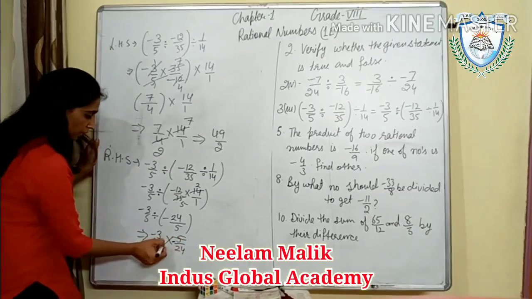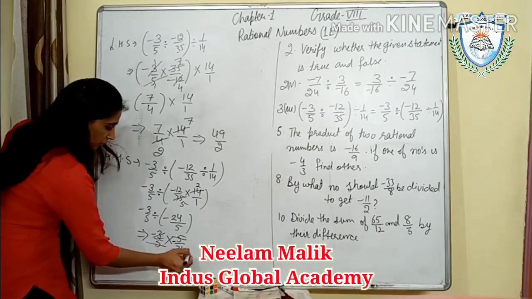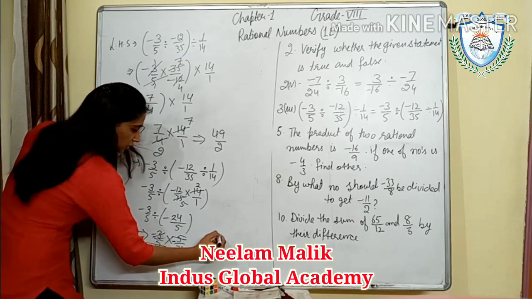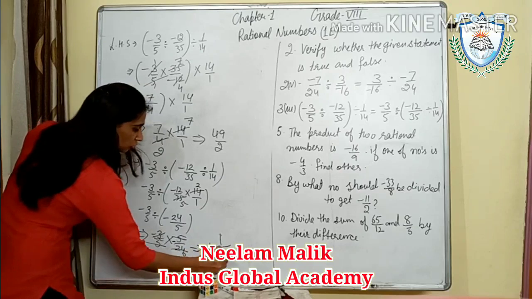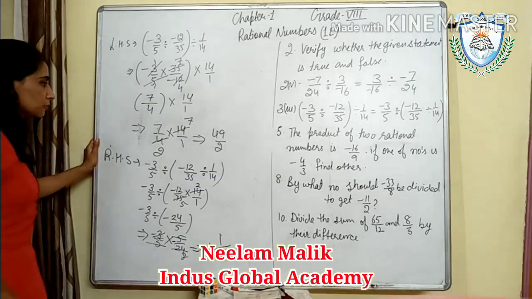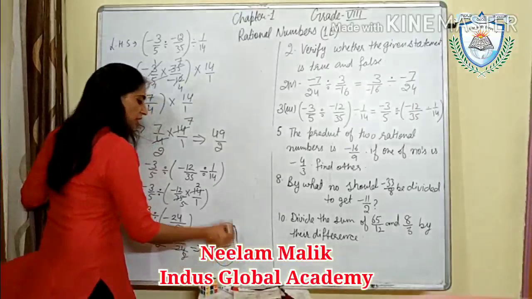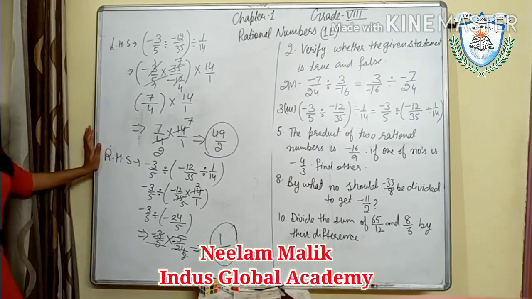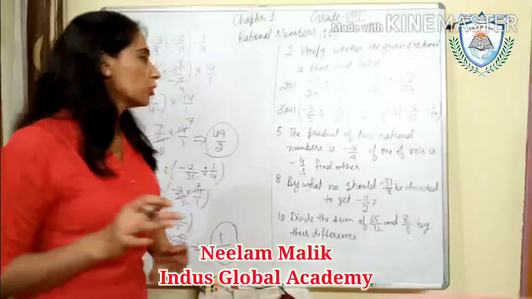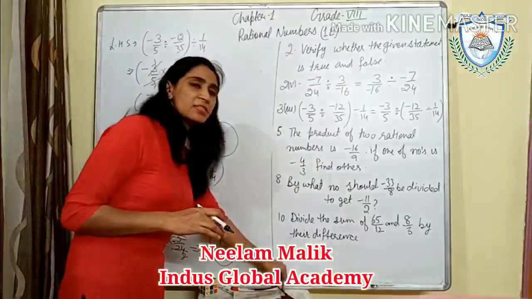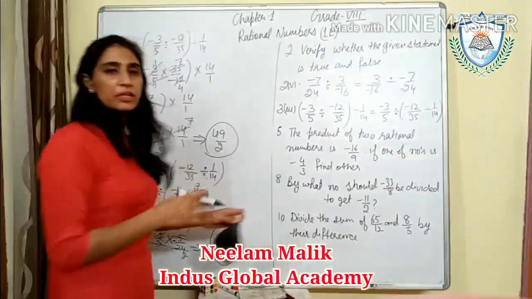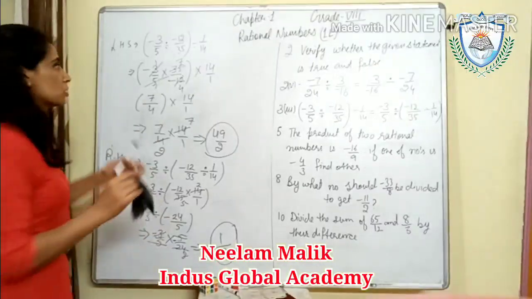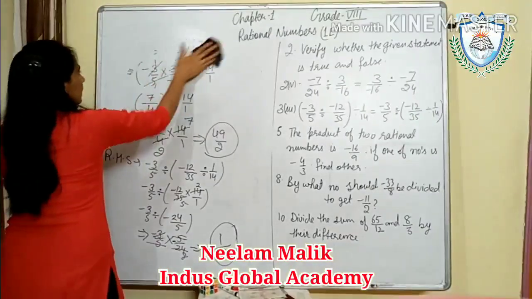So now 5 5s are 5, 3 8s are 24. What we will get here: minus will be plus. At the top there is 1 and as a denominator there is 8. So 1 upon 8. This is the right hand side, this is the left hand side. So what we will say here: because left hand side is not equal to right hand side, hence verified, as we have written in question number 2, hence verified, this statement is false. Okay, so you will write that line at the end.